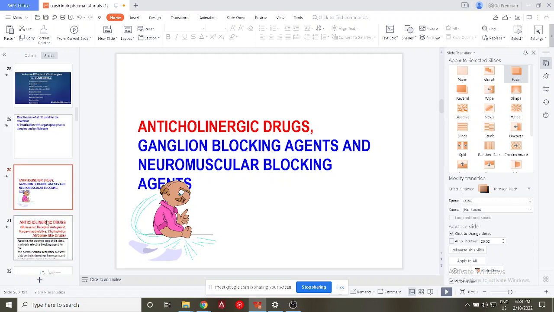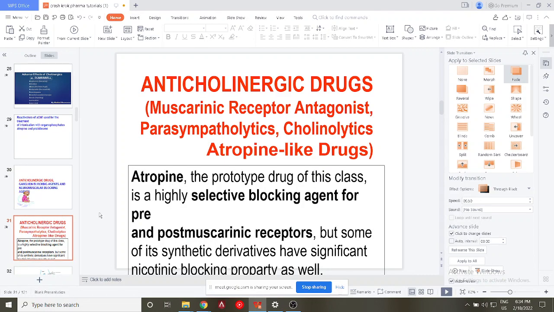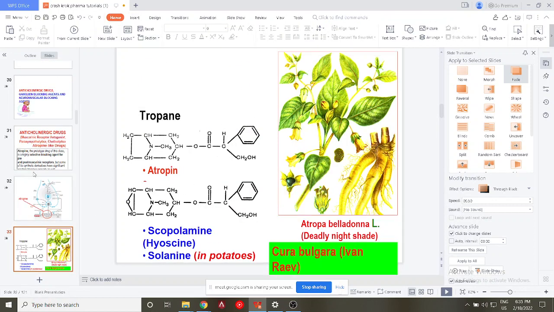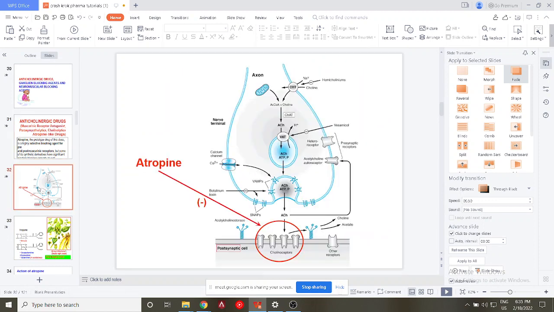Okay, so the most popular anticholinergic drug you just have to know is atropine. So atropine is the most popular anticholinergic drug, and this is how it works. Atropine is going to block the cholinoreceptor, and when it blocks the cholinoreceptor here, acetylcholine cannot work on the receptor. So atropine is going to inhibit the effect of acetylcholine.